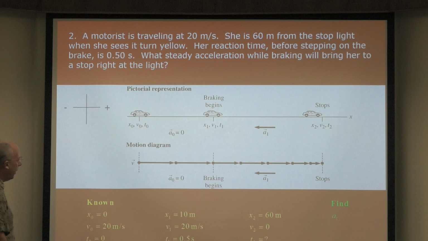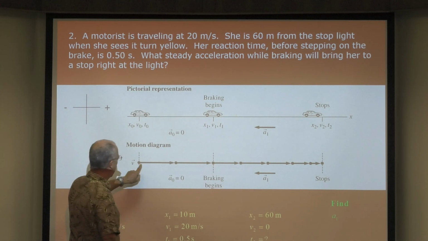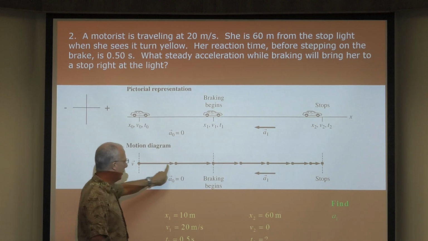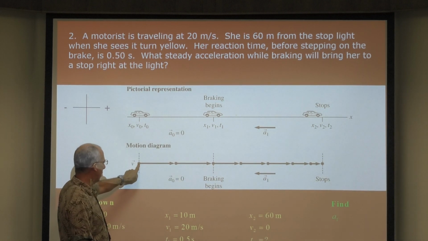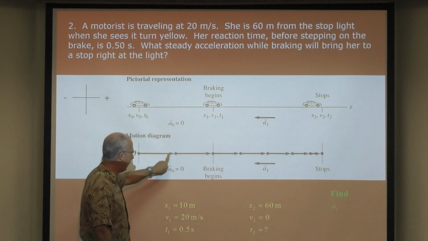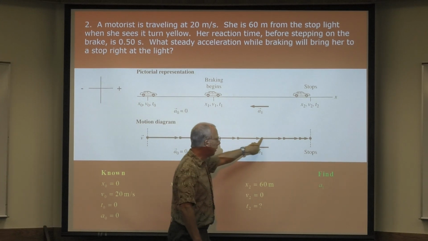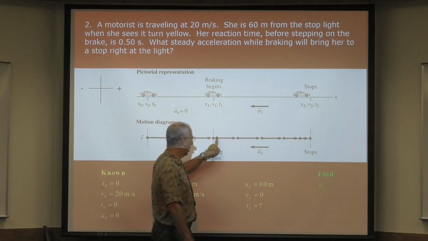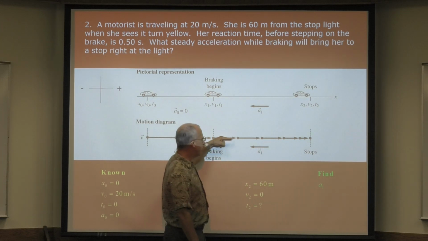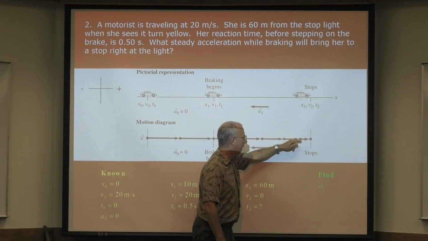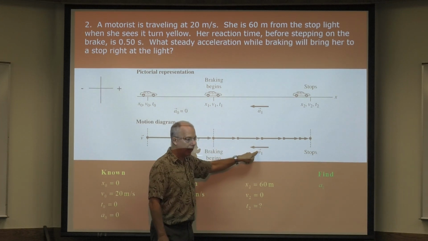All right, okay. So this is the reaction time, right? This is where she sees the yellow light, and then it takes her half a second before she brakes. When she brakes, she's still moving to the right, and of course she's slowing down, right? See the motion diagram slowing down. But look, if the velocity is this way and she's slowing down, the acceleration has to be that way, right? So the acceleration here is negative.